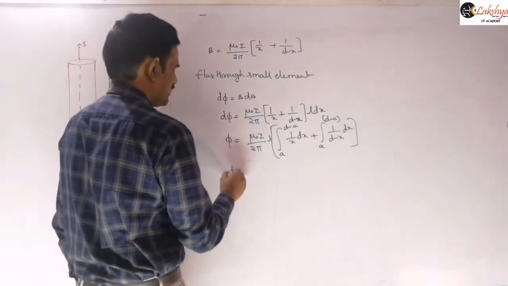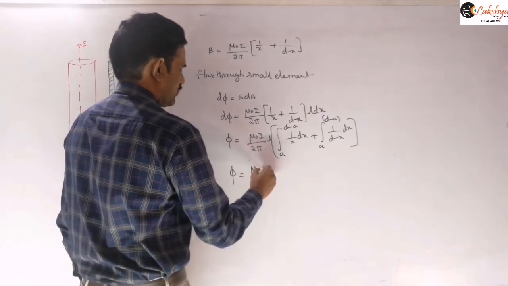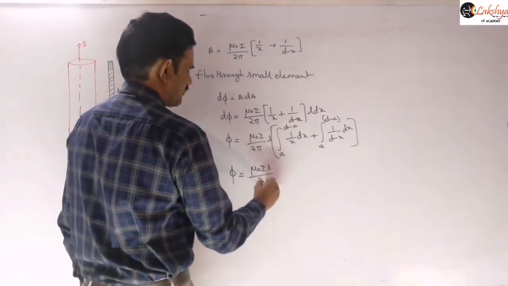So now let us integrate this. So mu naught I into L by 2 pi.